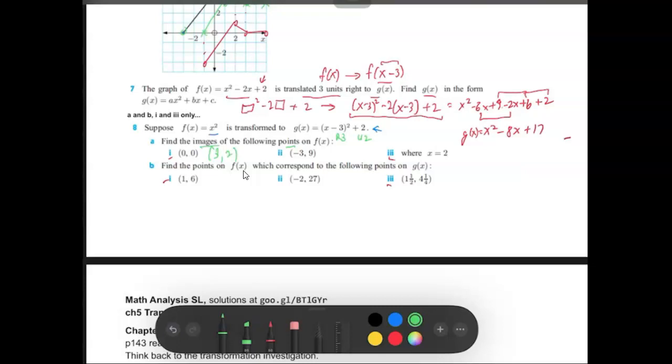Part 3, find the image of the following point on f of x where x equals 2. So the point where x equals 2, the complete coordinates would be 2, 4, right? 2, 4 is the point on the parabola. So we're going to undergo this transformation. And so 3 to the right of 2 would be 5. And then 2 up from 4 would be 6. So 2, 4 would become 5, 6, right?